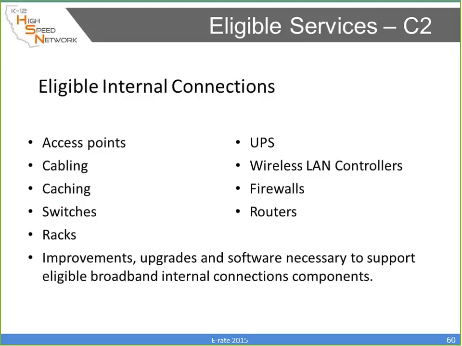On slide 60, it gives us a specific list of services that qualify: access points, cabling, caching, switches, racks, UPS. You'll see that all of these items are designed to help with internet access, making sure that you have internet access to and within your school site or your library. It also includes improvements and upgrades of the software necessary to support these components.